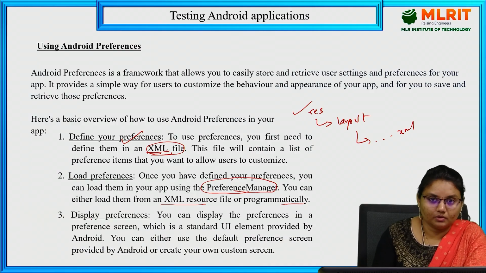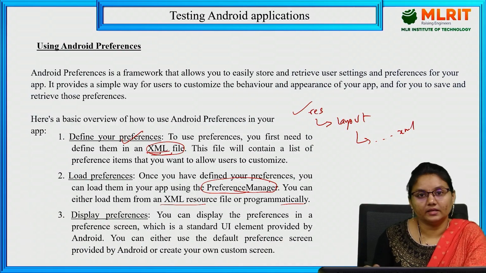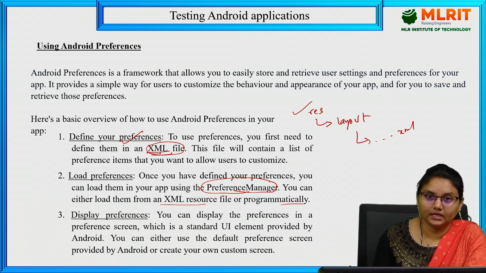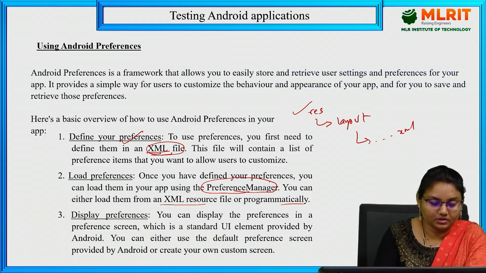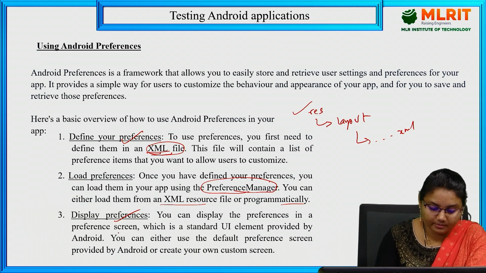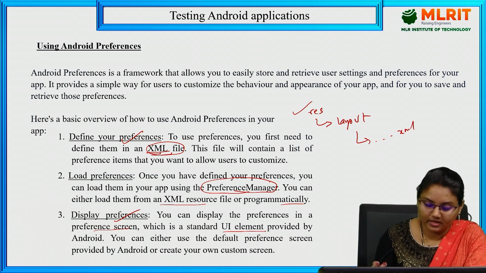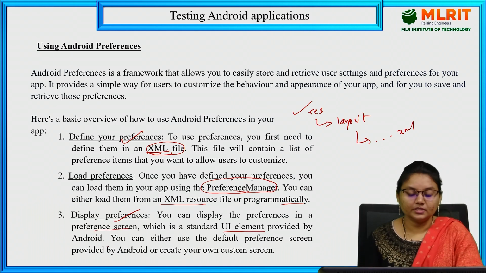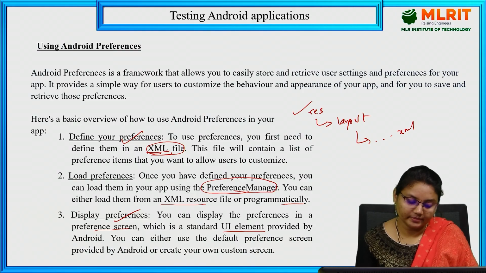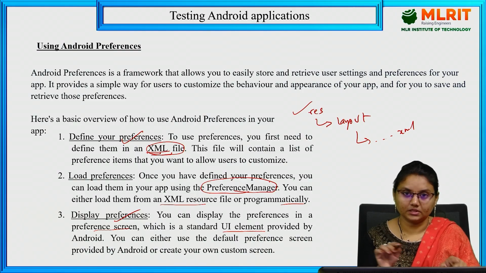You can either give the path, like resource dot layout dot some f1.xml. By using programming, you can pass that definition. You can load the preferences and display them. You can display the preferences in a preference screen, which is a standard UI element. So whatever preferences you have given, even that can be seen in the screen GUI.